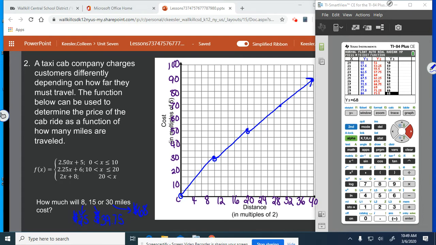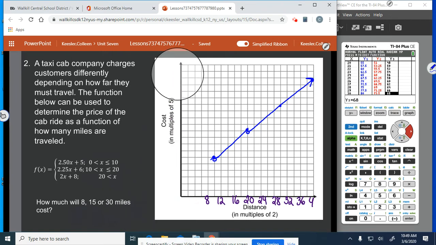Okay, so hopefully you're seeing that this really isn't that hard. You just got to make sure you're paying attention to the domains that are given to graph each equation over. All right, let's try one more.